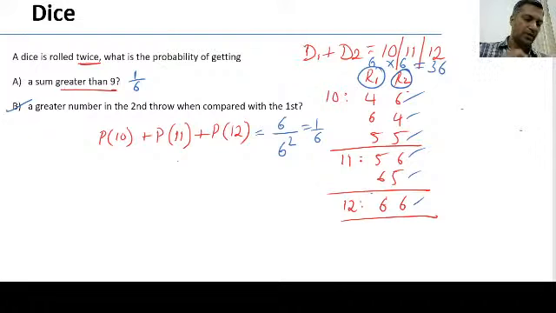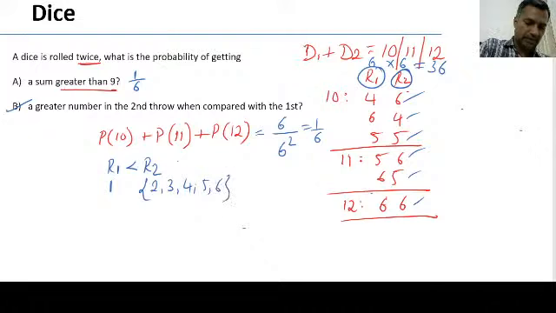A greater number in the second throw when compared with the first. What is the author trying to say? Look, the number in roll 1 should be less than the number in roll 2. What do you mean here? For example, if you get 1 in roll 1, then the outcomes in your favor in roll 2 are: 2 is fine, 3 is fine, 4 is fine, 5 is fine, 6 is fine.